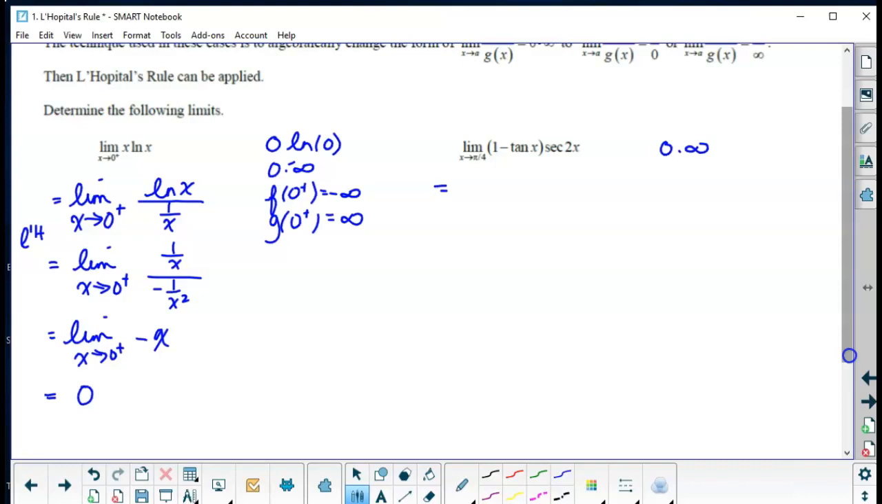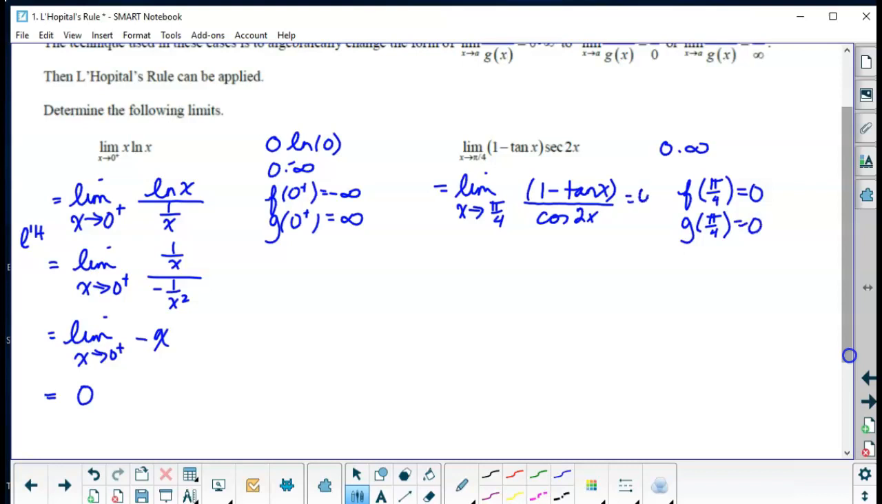Okay, so now I want to show this as a ratio. So I'm going to leave the 1 over tan in the numerator because there's really not a whole lot you can do. But secant is the same as 1 over cos. So why don't I show this as just cos of 2x in the denominator, right? That's pretty easy to do. So now f of pi over 4 is 0. G of pi over 4 is 0. So now I've got that 0 over 0, which I need to use L'Hopital's rule.